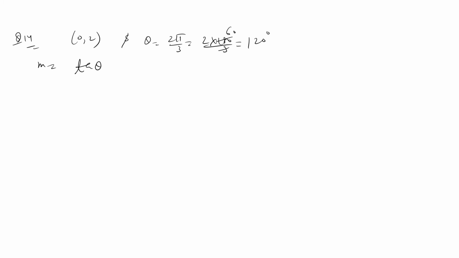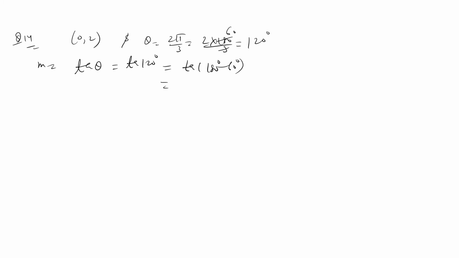So question number 14. In question number 14, we are given that you have to find the equation of line through the point 0, 2, and making theta, which is given as 2 pi by 3. So 2 pi by 3 is 2 into 180 by 3, that is clearly 120 degree. So I know I can get the slope by using tan theta, that is tan 120 degree, can be written as tan 180 minus 60, right?